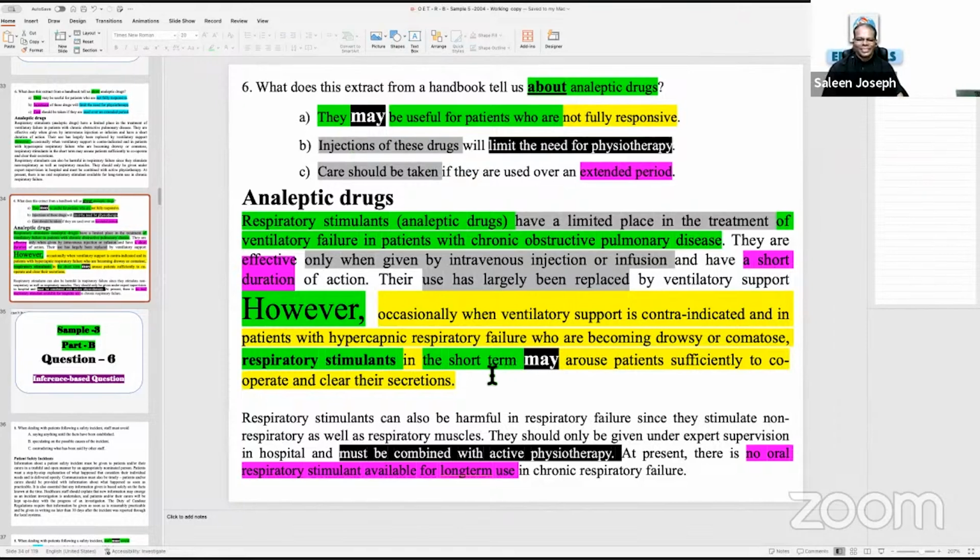Here it says limit the need for physiotherapy, but the text says it must be combined with active physiotherapy. And here, care should be taken if they are used over an extended period. The text says there are no oral respiratory stimulants available for long-term use, not available at all. Then how can you use it for an extended period? So both are not correct. C is opposite to what is given.